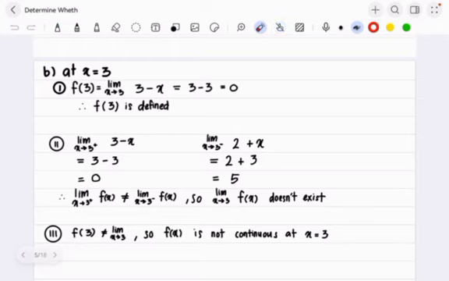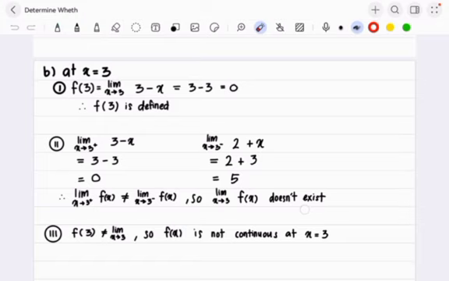If you want to know if it's continuous or not, you need to follow the three steps. First, f(3) equals 3 minus x, substitute: 3 minus 3 equals 0. So f(3) is defined. And then step 2, make sure the limit exists.